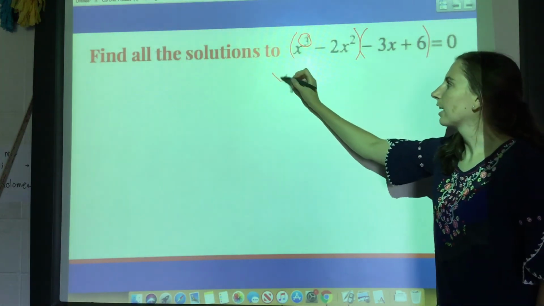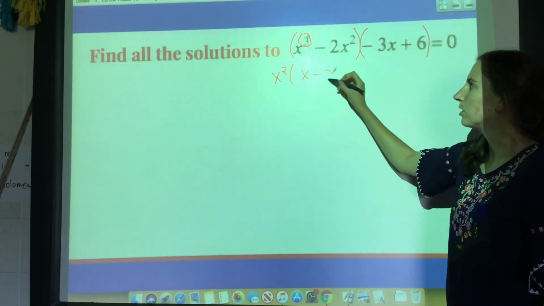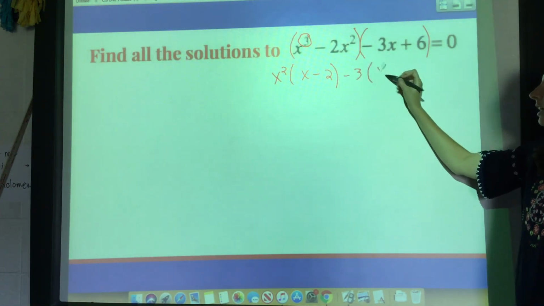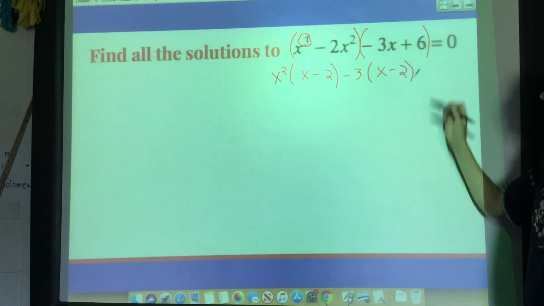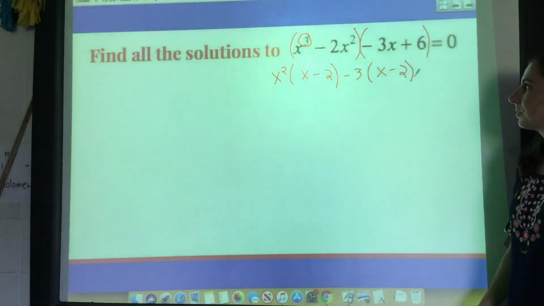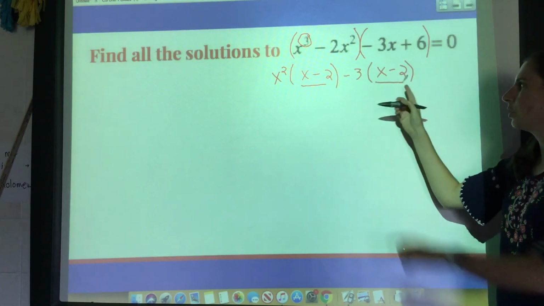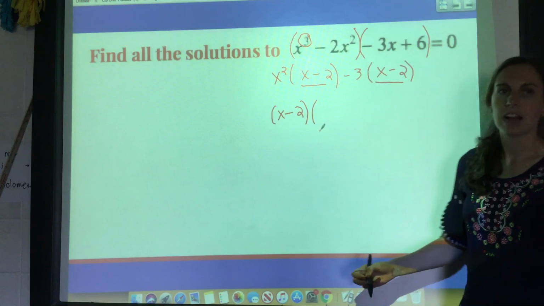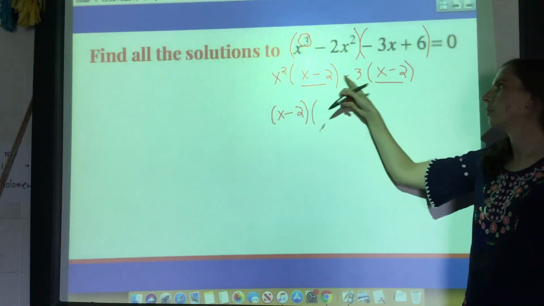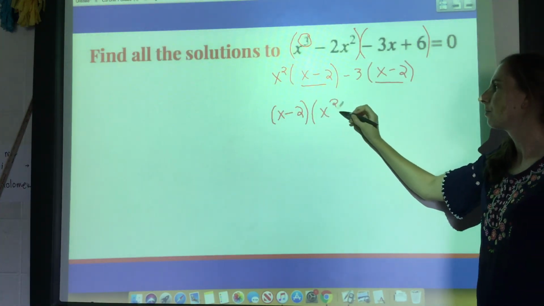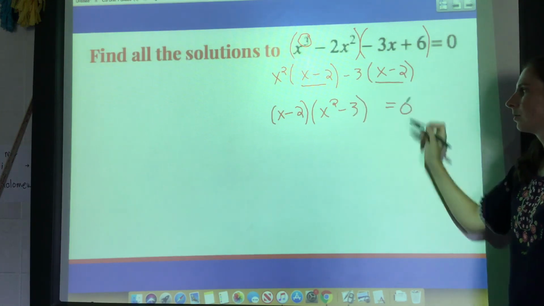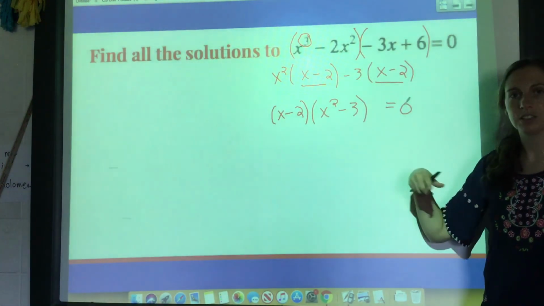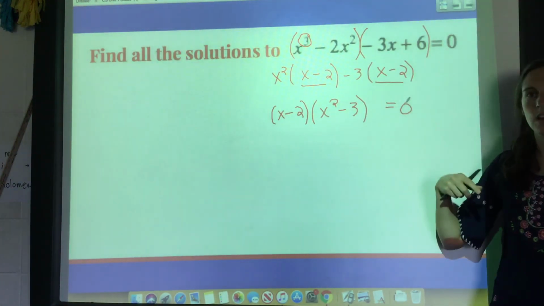If I factor out an x squared, that leaves x minus 2. And if I factor out a negative 3, that also leaves x minus 2. So this actually does factor. x minus 2, we'll bring that out front. That becomes one of our factors. The other factor comes from x squared minus 3. Okay, and that's it. These are my factors. Let's set them equal to 0 and solve.